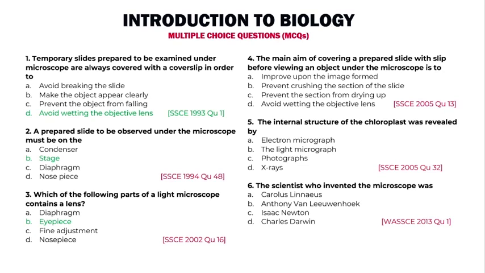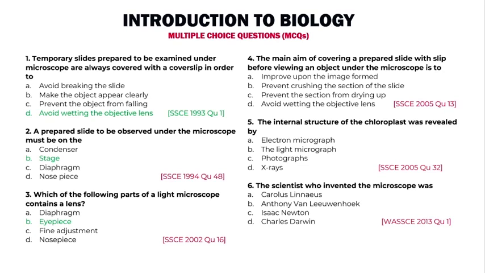Question number 4 is just a repetition of the first question. The main aim of covering a prepared slide with a cover slip before viewing an object under the microscope is to A. Improve upon the image formed. B. Prevent crushing the section of the slide. C. Prevent the section from drying up. And D. Avoid wetting the objective lens.